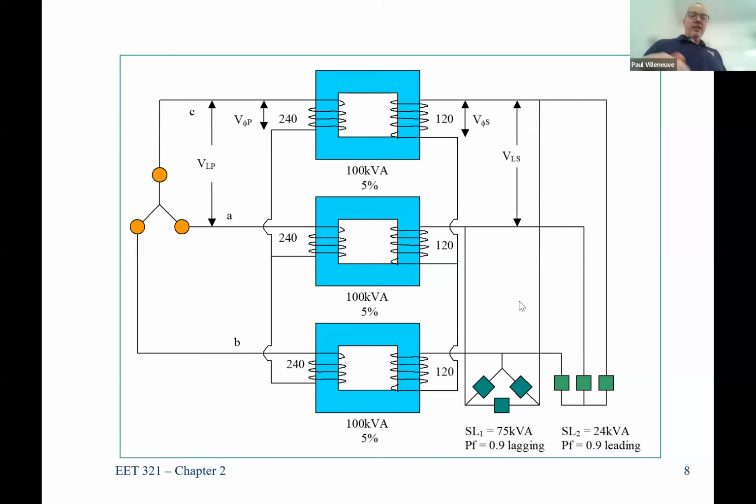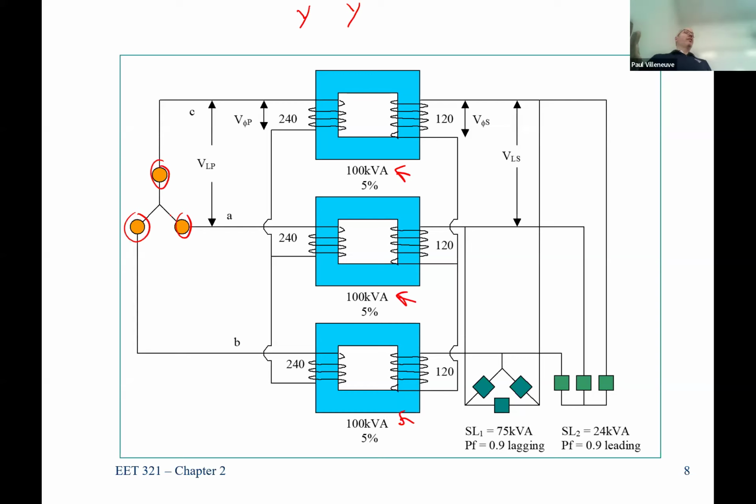So let's take a look at our three individual transformers. You can see that they're labeled. Each one is 100 kVA at 5%. They're all exactly the same. Now, I'm gonna go ahead and I'm gonna connect this in a Y configuration, which means on the primary or power side, and you can tell this is the primary side because this is where our sources are provided.